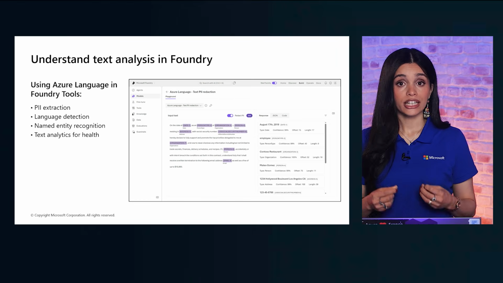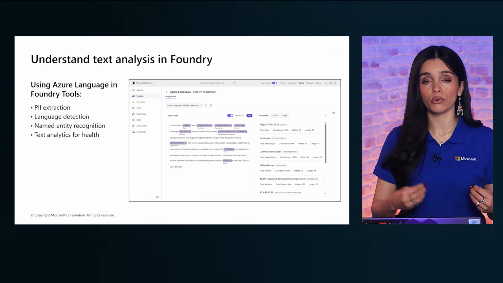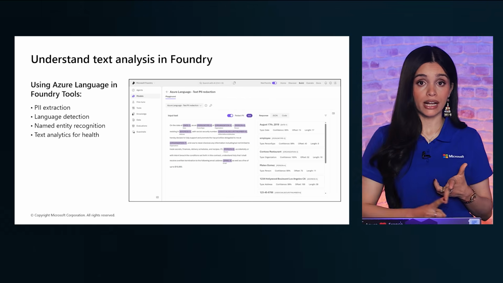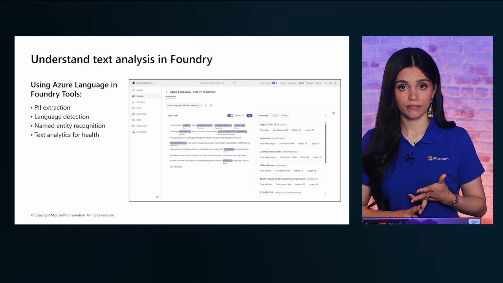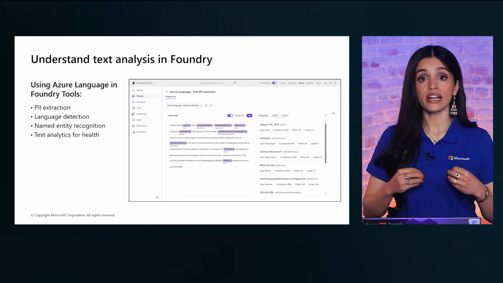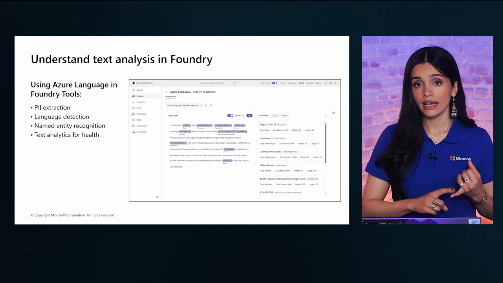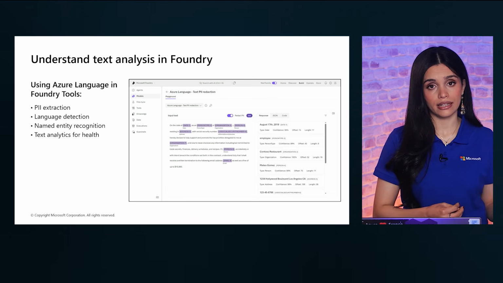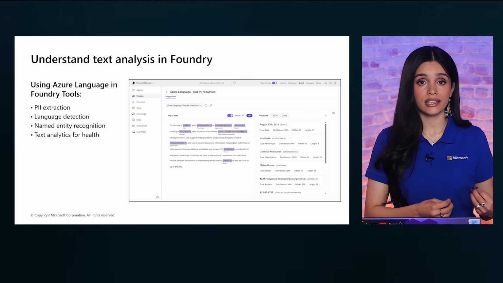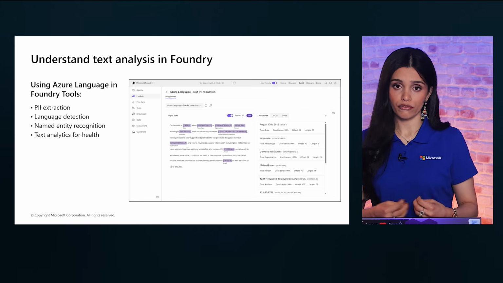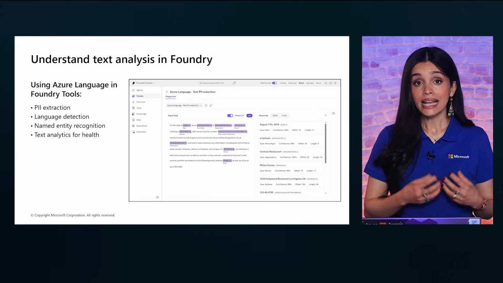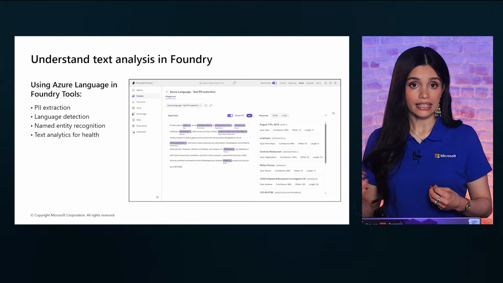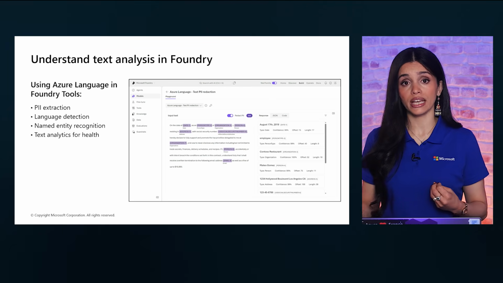PII extraction identifies personally identifiable information, such as names, phone numbers, email addresses, or medical data. From a text, Azure Language can detect a person's name, email address, and date. This is critical for privacy and compliance, automatically redacting sensitive data and handling regulated information safely. Named entity recognition identifies structured entities in text, detecting person, organization, location, and date.